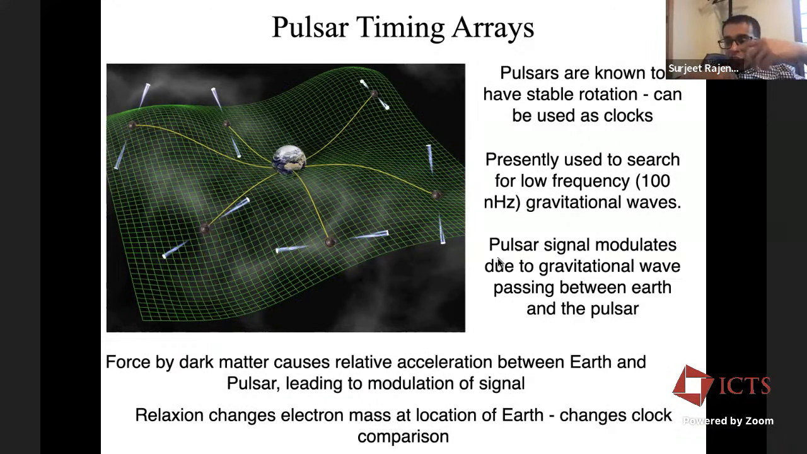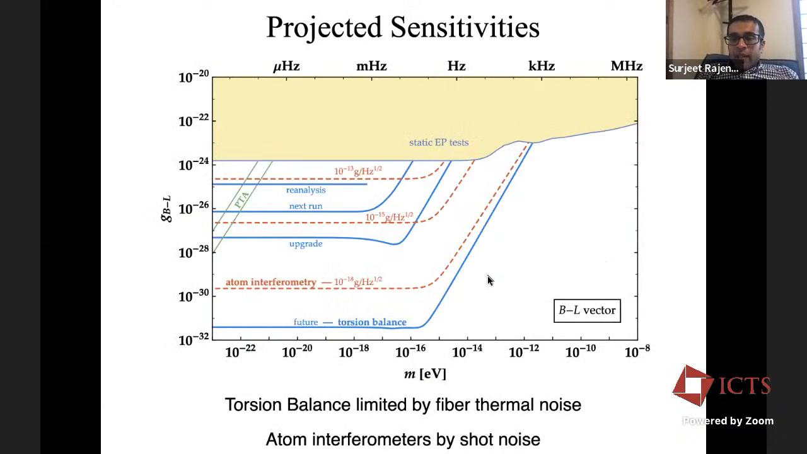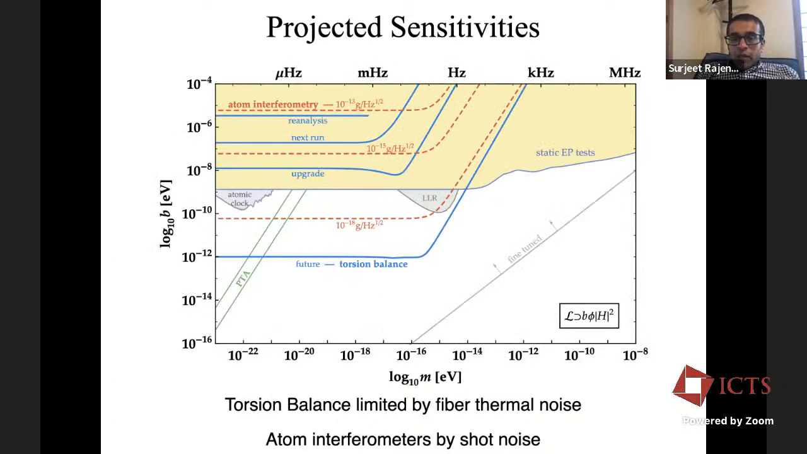As electron mass is changing, your frequency standard on the ground is changing. And that will again, therefore, show up as a modulation in the arrival time of the pulses. So once again, these experiments have the potential to cover a lot of territory that hasn't been probed before. So with that, let me actually conclude.